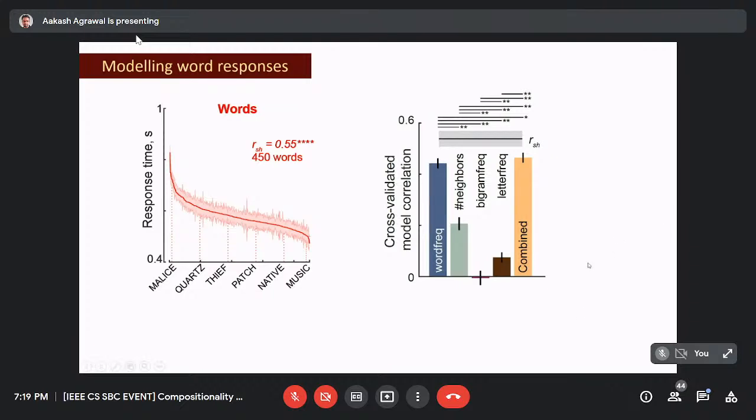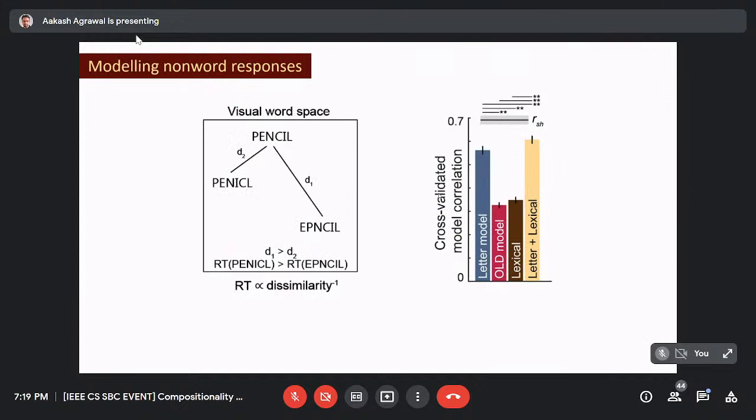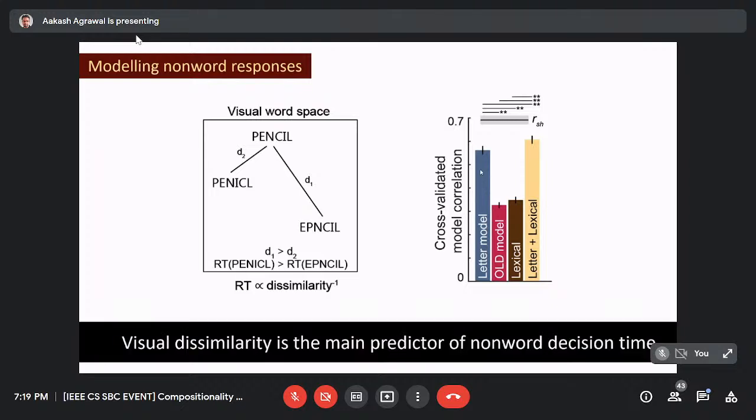And then there are other factors which we try to model, and they don't predict as well as the word frequency. Now coming back to modeling the non-word response times, what we see is that if the non-words are very similar to a word, then you take longer to say that it's not a word. So the response time would be inversely proportional to the dissimilarity. This indeed was the case, and we could use this to predict the non-word response time, and the model fits were better than other models that we tested.